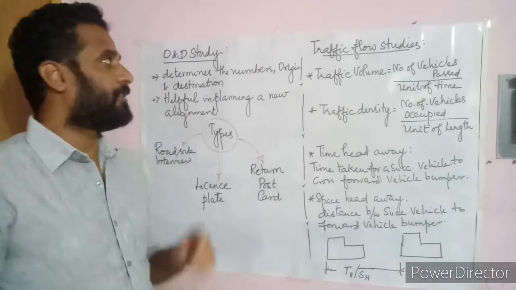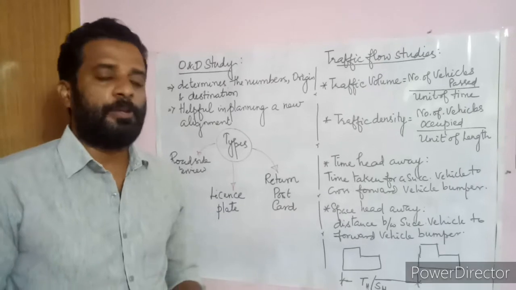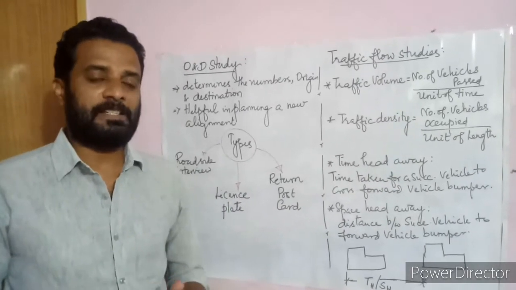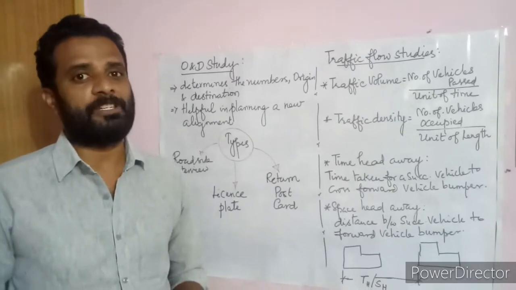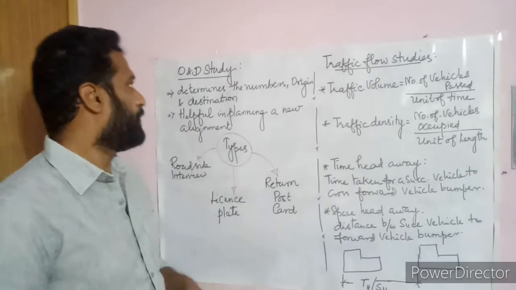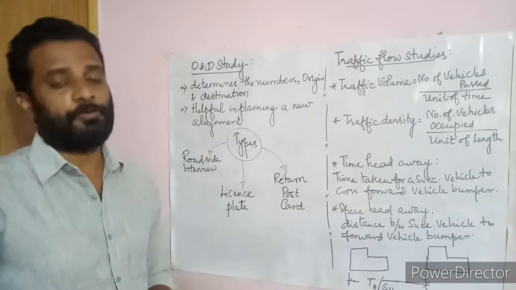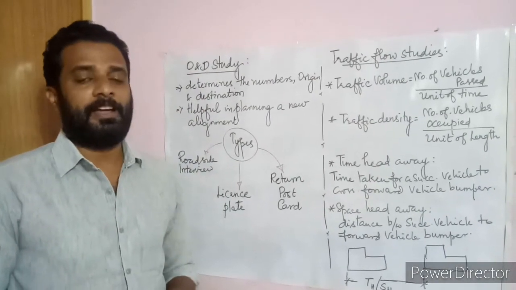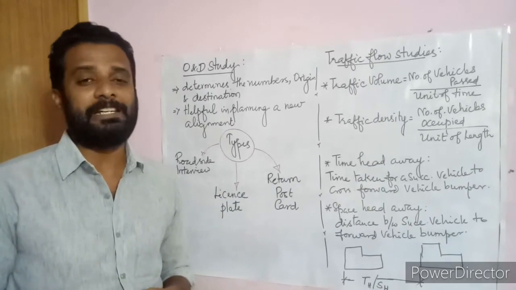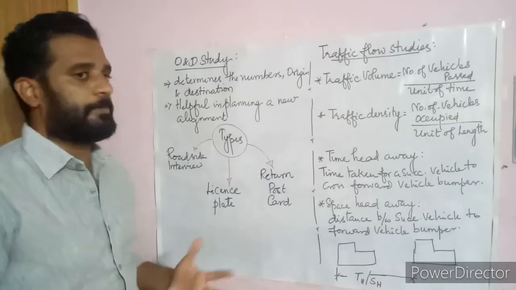The next is the O&D study. O&D study means origin and destination. A vehicle has an origin point and a destination point. Obviously, the study which deals with this origin and destination will give you a new alignment. That's how we are going to see this O&D study. It determines the number of vehicles moving, the origin of the vehicle and the destination of the vehicle. All these details are collected in the O&D study, and it's helpful in planning a new alignment.